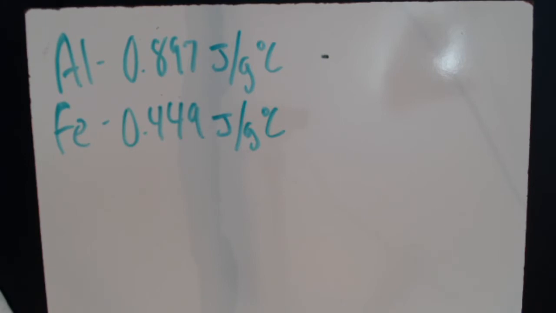So we should have values for this. Aluminum is on the previous page. Aluminum's down here at 0.897. So I know my specific heat is 0.897. Let's switch screens here. Well, first off, let's read this.